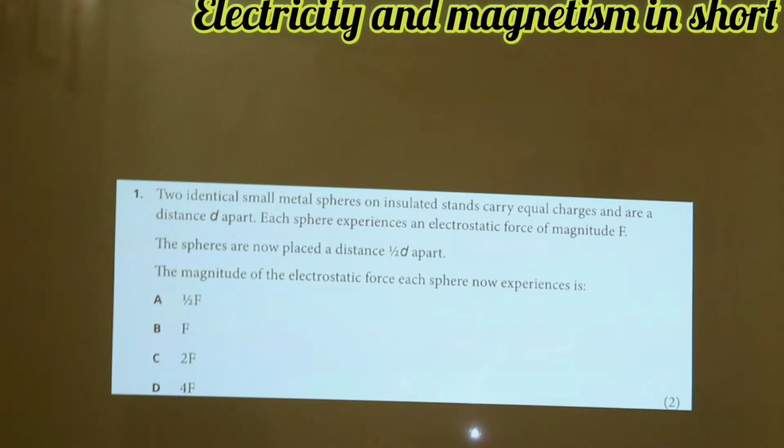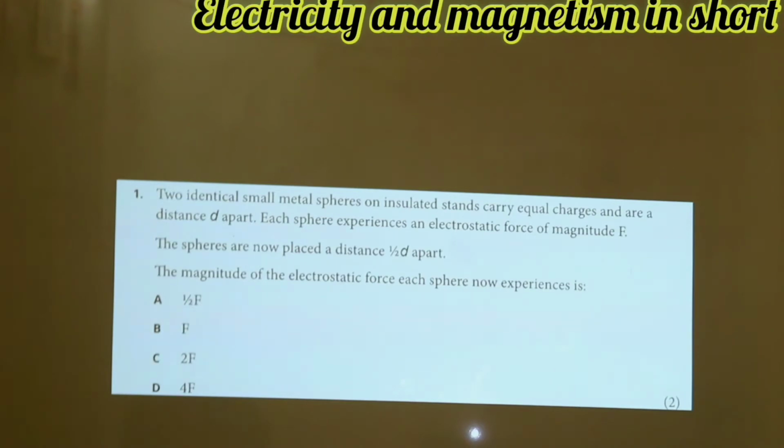What is the reason? Option B is saying the same force. The force will change, but option B is saying the same force F. So that also will be wrong. Then option C and D. In options C and D, the forces are increased. So which is the correct option?